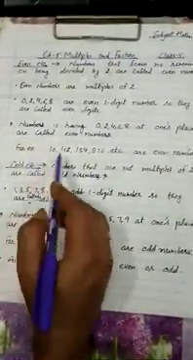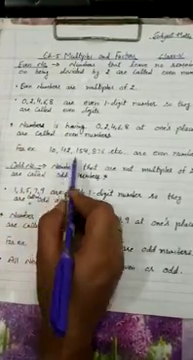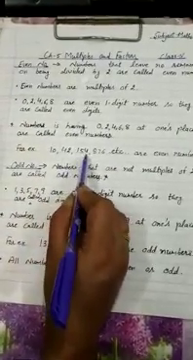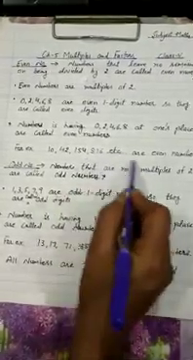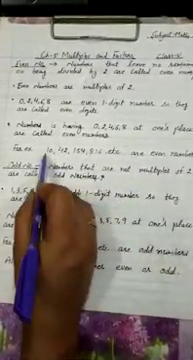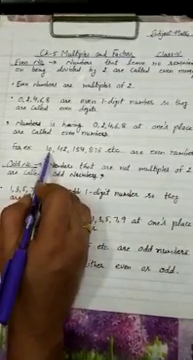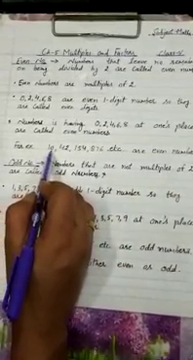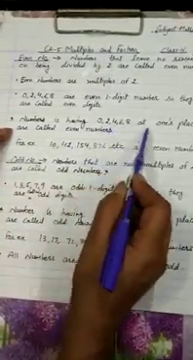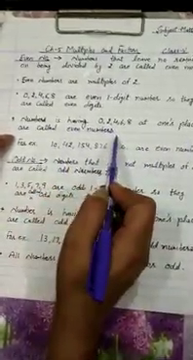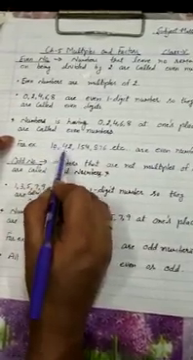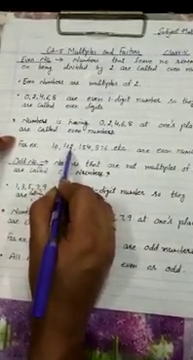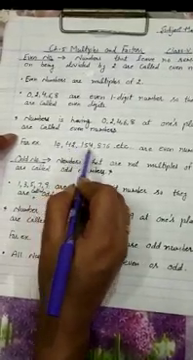For example, 10, 42, 154, 876, etc. These all are even numbers. Why is 10 an even number? Because 0 is at the ones place. I have already told you that a number having 0, 2, 4, 6, 8 at the ones place is called an even number. So 10 is an even number. Similarly 42, 2 is at the ones place, so this is an even number, and so on.